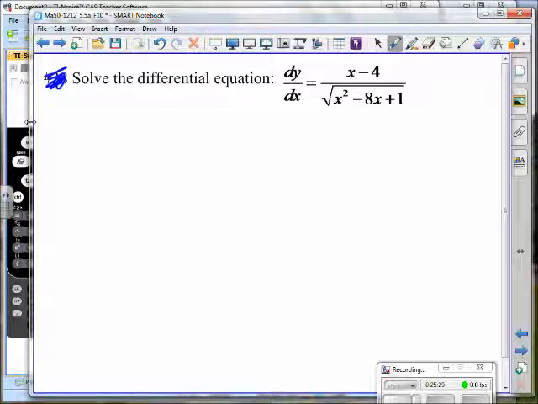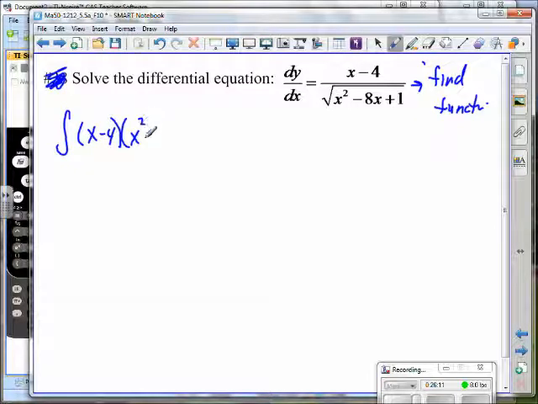When we say solve the differential equation, we have to know what that means. So what we're trying to get to is what? Yeah, find the function that has this as a derivative. I would start this way. Give myself the integration symbol. I'm going to actually do x minus 4 and then make this the denominator, and then this is dx.